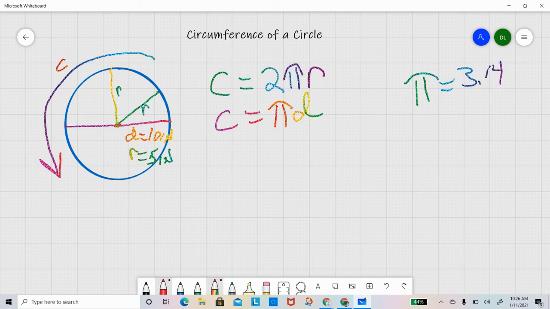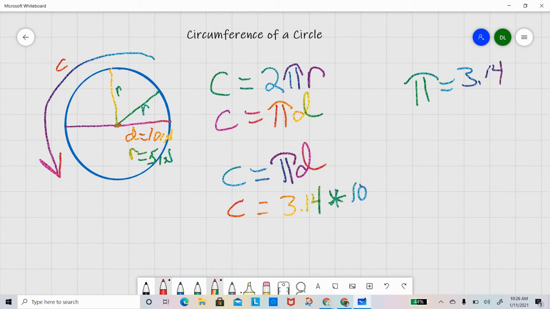So let's use the easy one first. Let's go c equals pi d, right? So c would equal 3.14 times the diameter 10 inches, right? And so when we multiply 3.14 times 10, you don't have to be a genius to figure this one out, but we want you to always use a calculator. So when I punch this into my calculator, I get 31.4 inches.